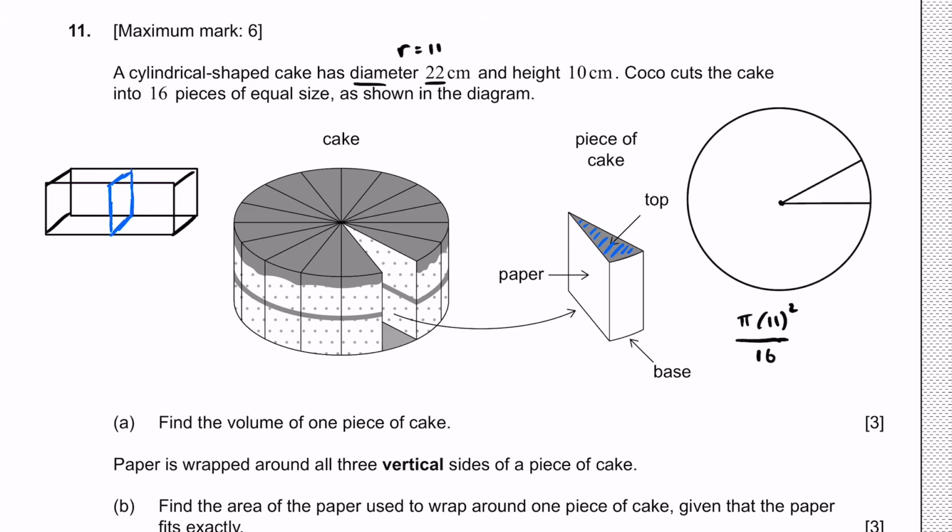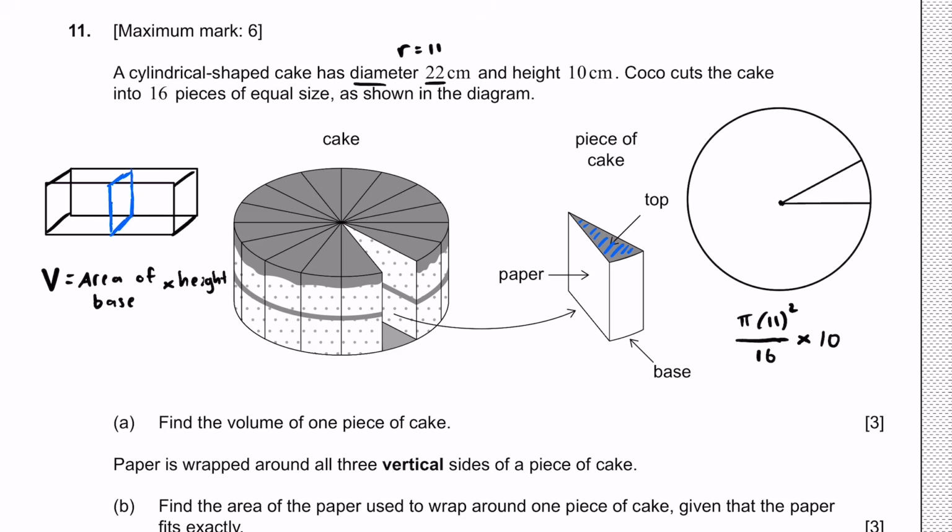So going back here, volume is given by the area of the base times height, or extension. Here is the area of the base. What we want to do is multiply it by its extension, or its height of 10.